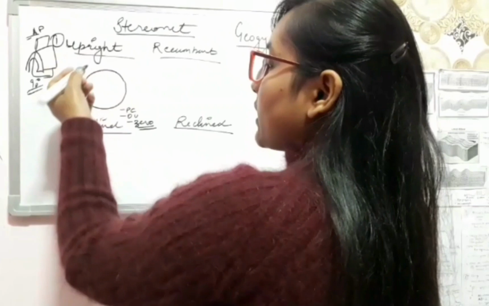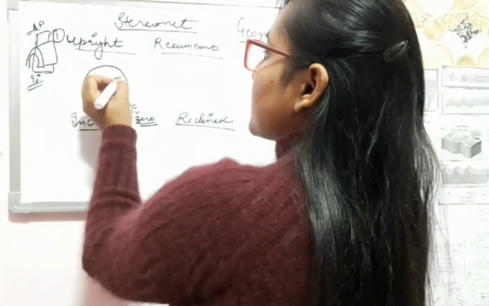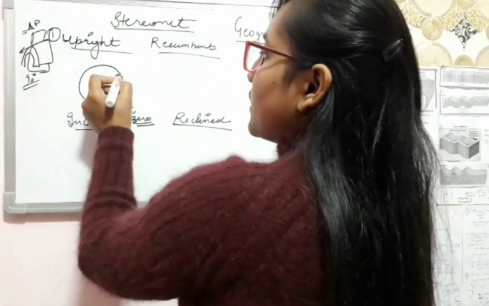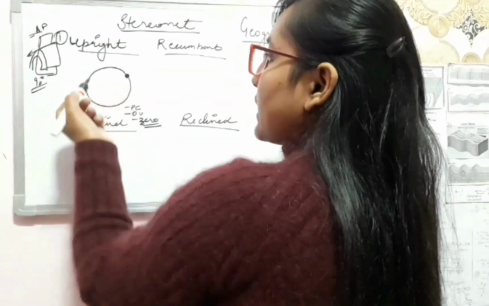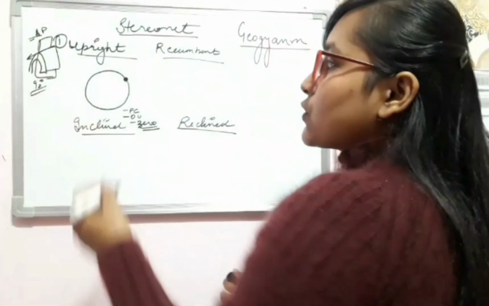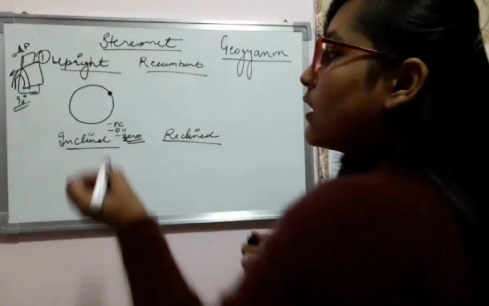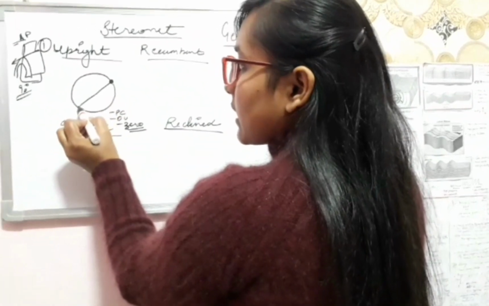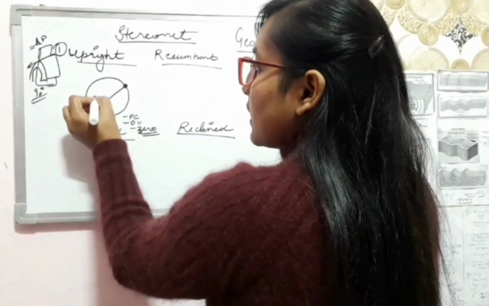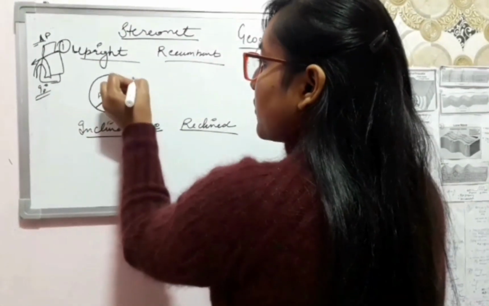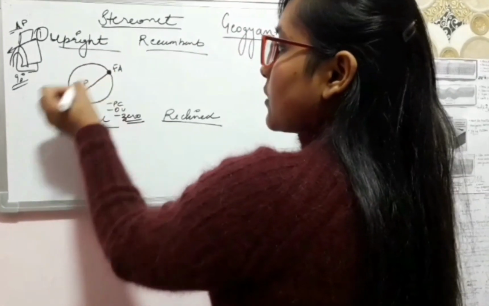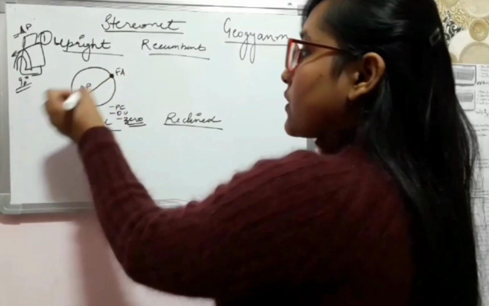So how will we plot the fold axis and axial plane? Suppose this our fold axis will be here and axial plane as it is vertical. So if we plot the upright fold, we will plot it like this. A straight line will give us the axial plane, and this will be our fold axis which will lie on the outer circle, and axial plane is represented by the straight line.